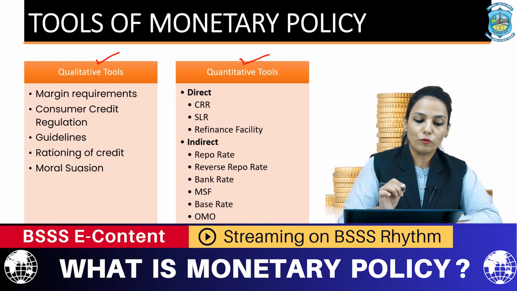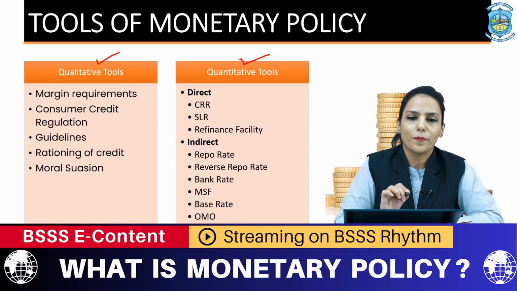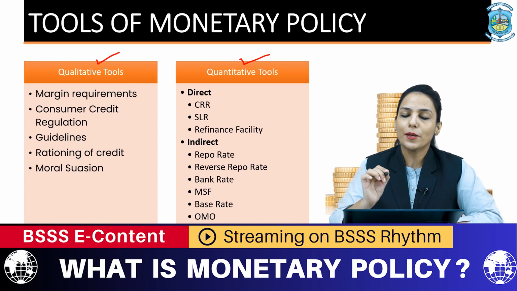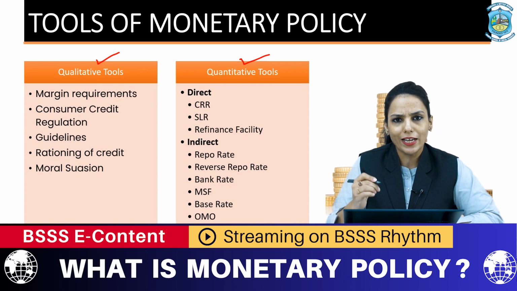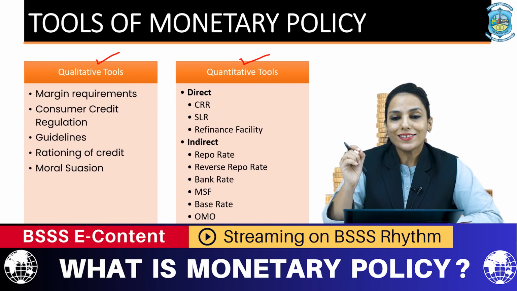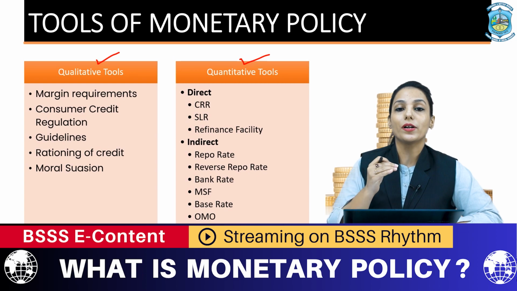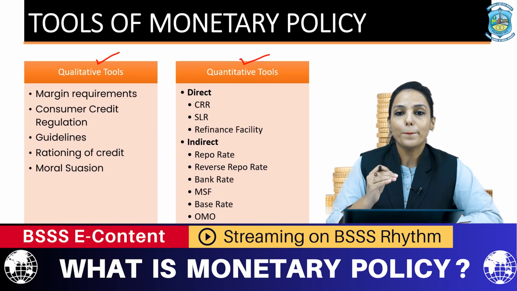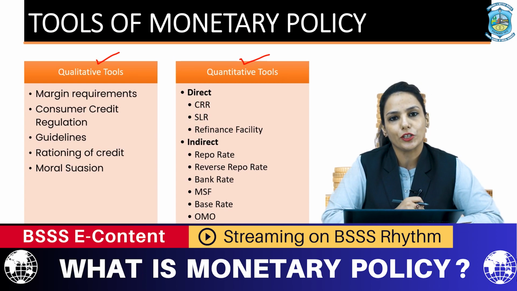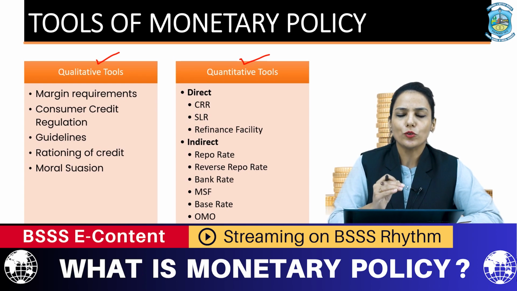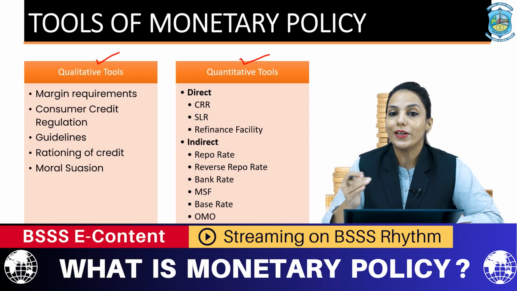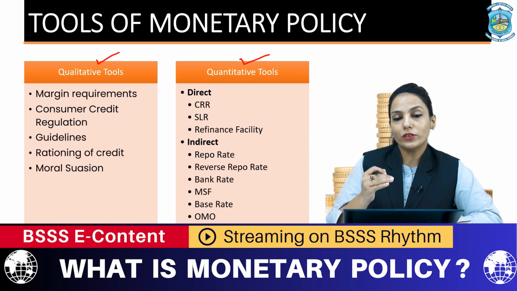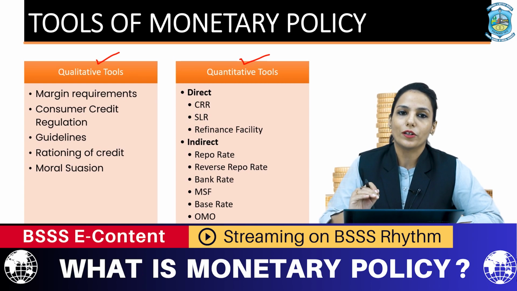The first qualitative tool is margin requirements. The central bank is empowered to fix the margin and thereby fix the maximum amount which the purchaser of securities may borrow against these securities. As such, when the margin requirements are changed, the amount of loan that is available, the amount of loan that can be given, is altered.